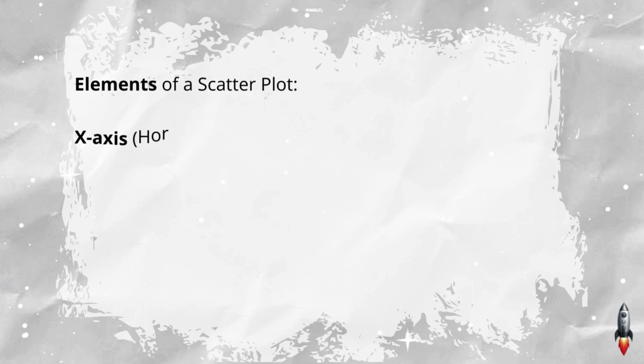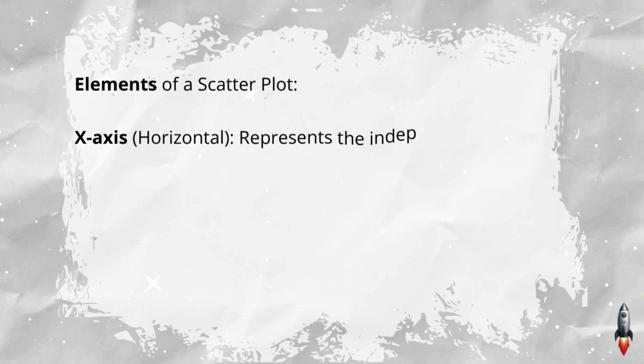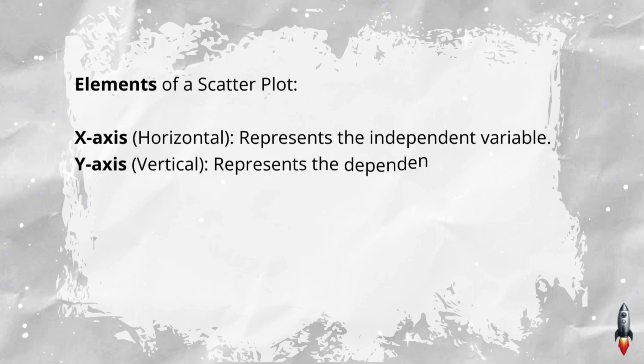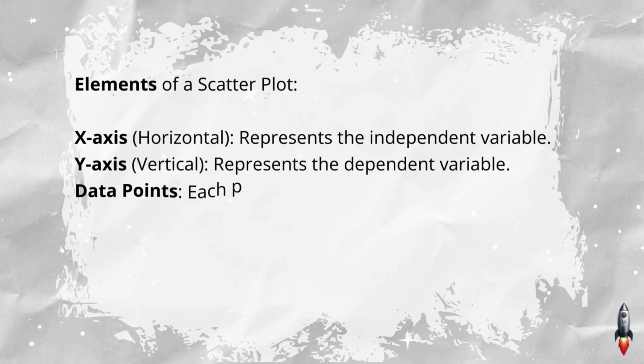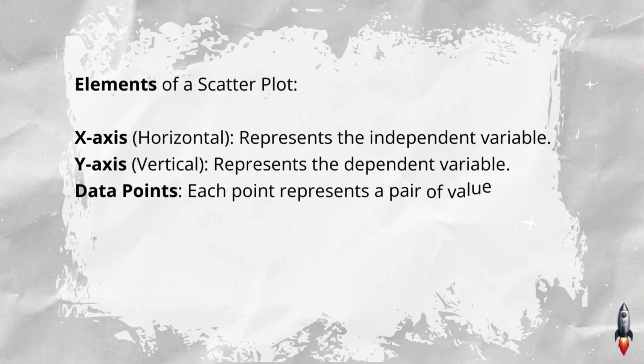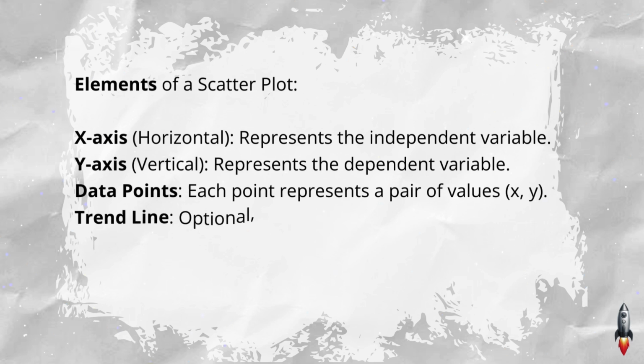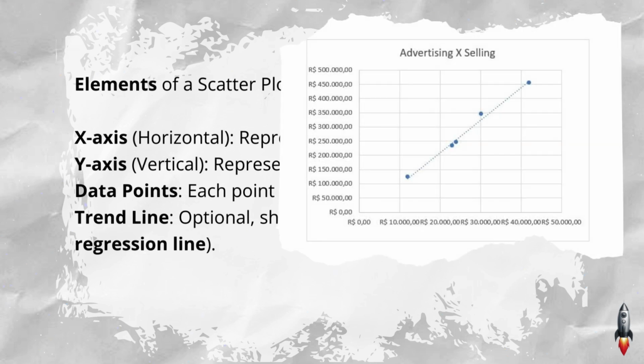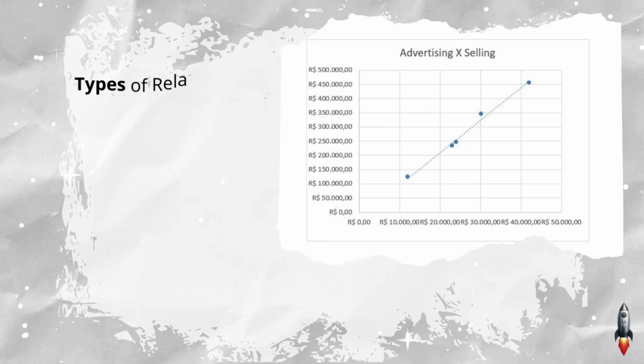Elements of a scatter plot. X-axis, horizontal, represents the independent variable. Y-axis, vertical, represents the dependent variable. Data points. Each point represents a pair of values, x, y. Trend line, optional, shows the general trend of the data. Regression line.